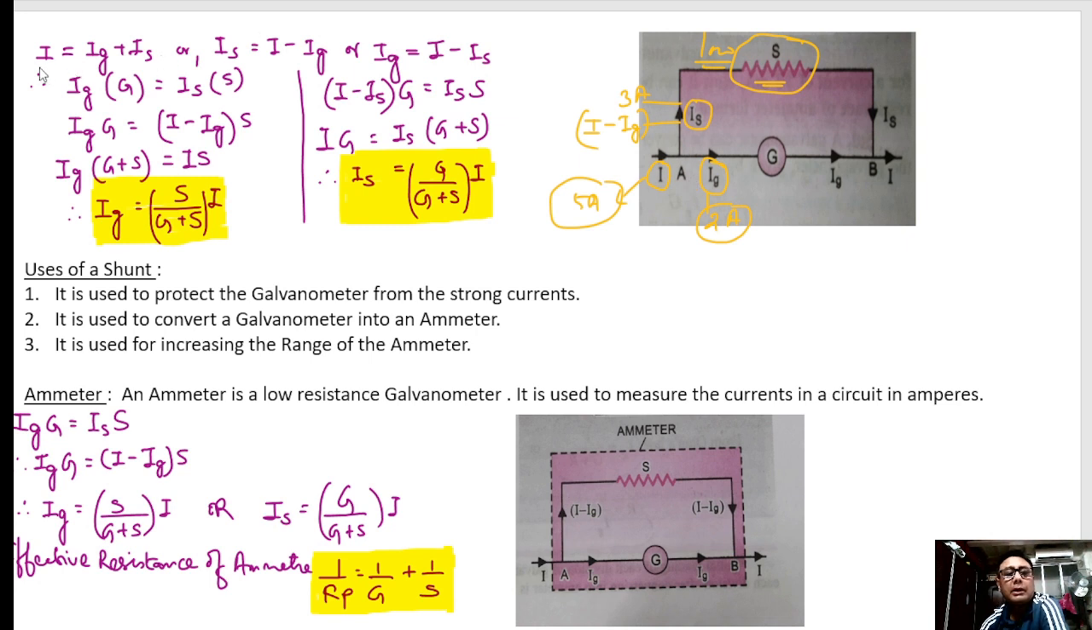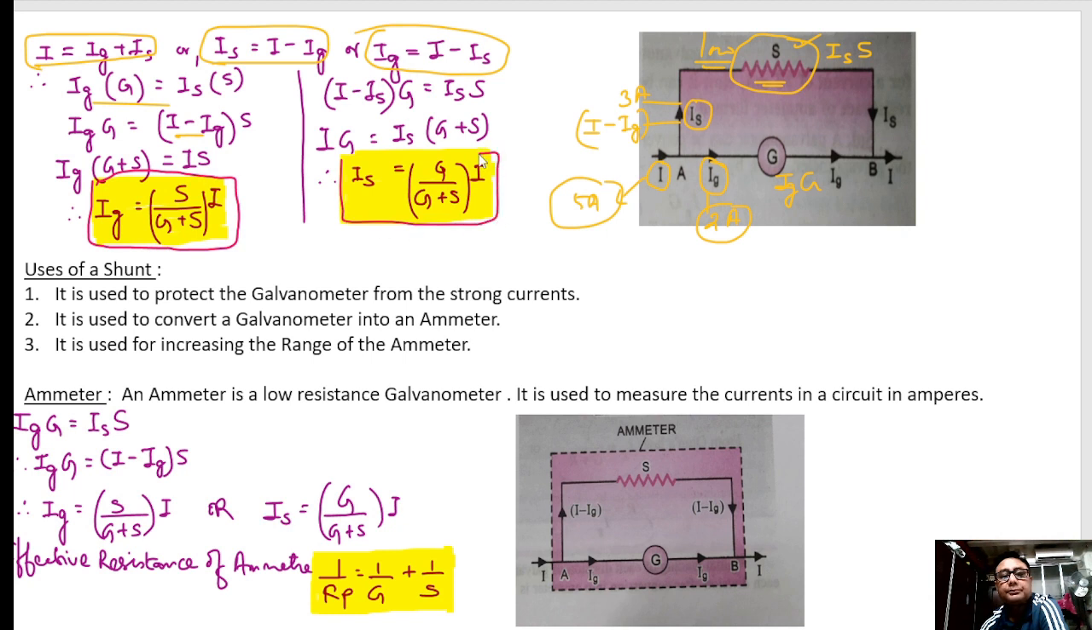That means my total current I is Ig plus Is. Now because these two are in parallel, the potential across this and this will be the same. So it will be Is into S, and this will be Ig into G. They should be the same. Is is I minus Ig. So we get one formula. This is the current flowing through the galvanometer and this is the current flowing through the shunt. Please keep this in mind.